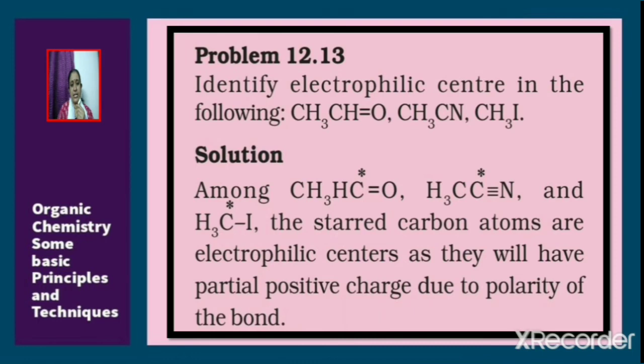Now consider CH3CN. Consider C triple bond N. Here nitrogen is more electronegative than carbon. So nitrogen end will be negative and carbon end will be positive. Since carbon is positive, it will be the electrophilic center. Next consider CH3I. In CH3I, consider the C-I bond. Iodine is more electronegative than carbon. So iodine end will be negative whereas carbon end will be positive. Therefore in CH3I, carbon will be the electrophilic center.